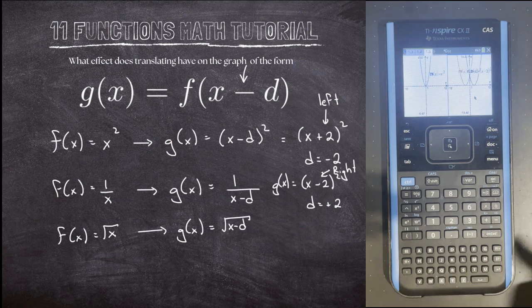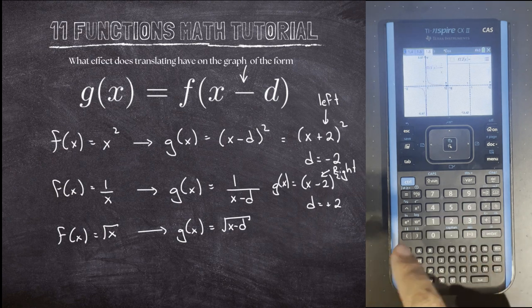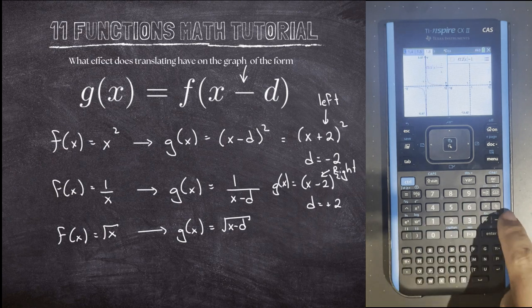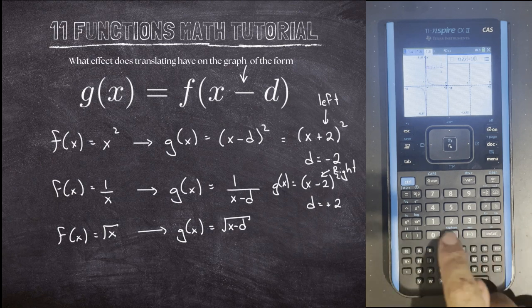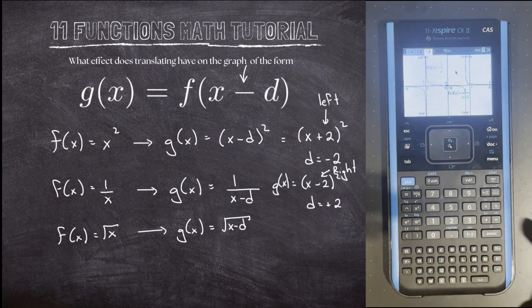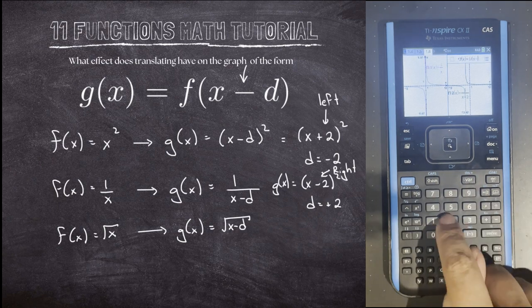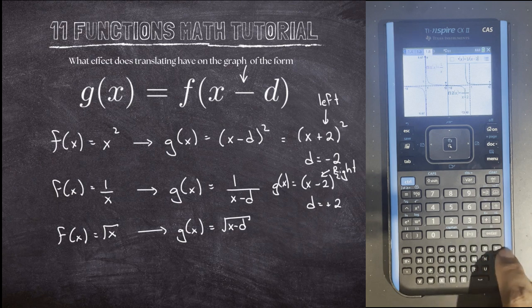Will this do the same for our other functions? Let's find out. All right, so there's our inverse function, and now let's do 1 divided by x plus 2. And it looks like it shifted it to the left 2 units. And when we do x minus 2, it shifts it to the right 2 units.